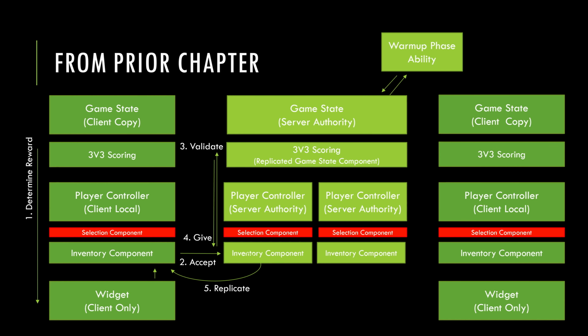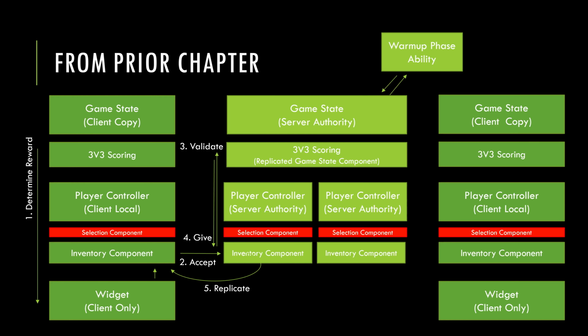we threw this diagram up when we were talking about selecting the character, and we had this selection component being sort of the dominant one. The one here in red is the one that dominates the selection process. Well, for the loot reward, we're largely going to be interacting with the inventory component.